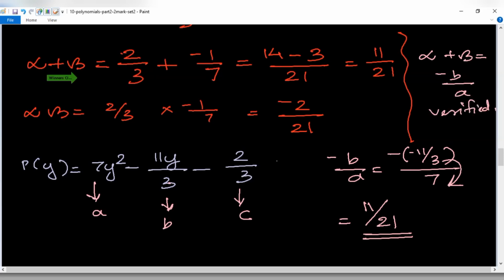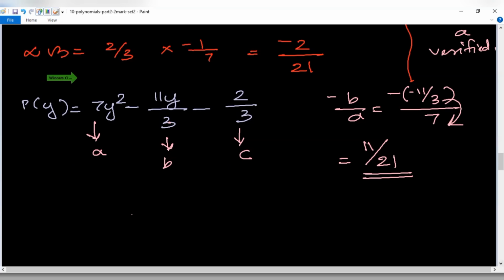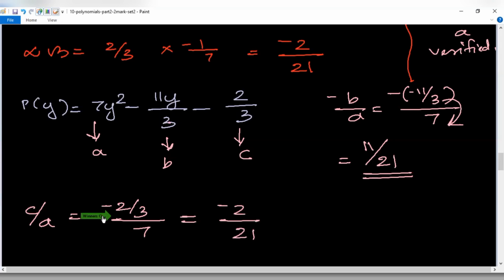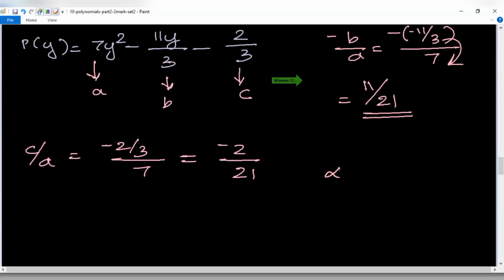Now, what is c by a here? C by a is minus 2 by 3 by 7. Here it is minus 2 by 21. And see here alpha beta was the same, minus 2 by 21. So we can write alpha beta is equal to c by a is also verified.